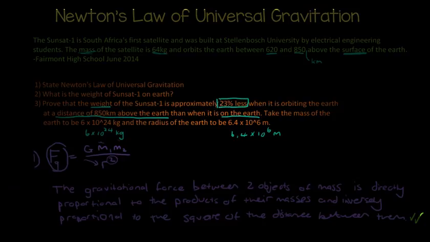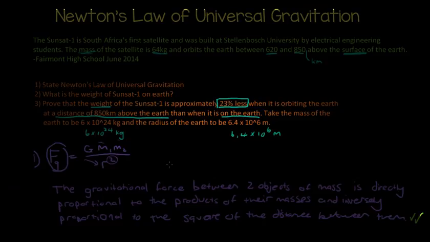We need to do some kind of calculation that verifies that the weight of the Sunsat 1, remember weight, force of gravity, due to the Earth, of Sunsat 1 is approximately 23% less when it's high up, right? You expect it to get less when it's high up until it's super high and it's in space and it's basically weightless. There's 23% less at a distance of 850 kilometers above the Earth, which is above the surface, than when it is on the Earth.